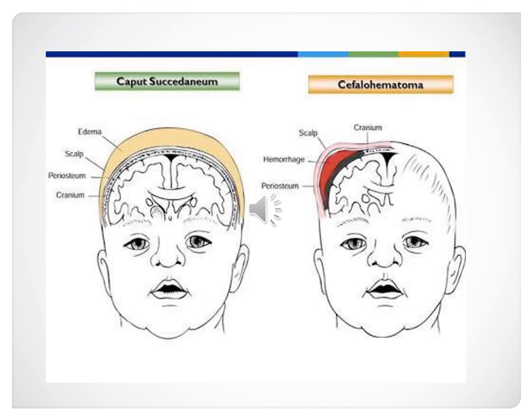Here I provided a visual showing the difference between the collection of fluid and blood in caput and cephalohematomas. As you can see, if you see more uniform swelling, then that's a caput. If there is swelling on one side, it's a cephalohematoma. And again, knowing the delivery history can also help with differentiating between the two.